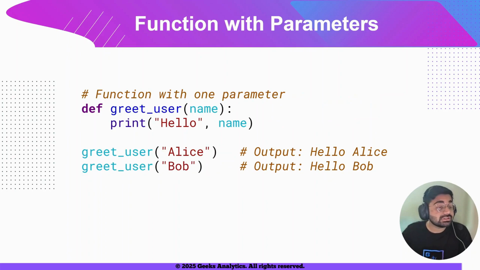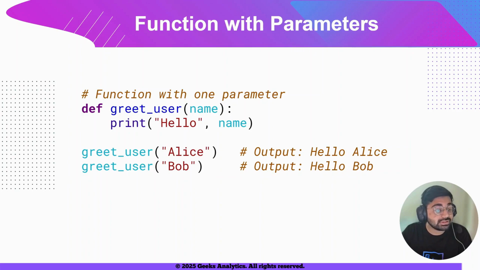Now talking about functions with parameters. Functions also accept some input values that are called parameters. When we call the function, we can also provide arguments that are assigned to these parameters. Now understand the difference between arguments and parameters. Parameters are the values that the function is expecting, and the arguments are the values that you pass for those parameters. So this makes our functions more flexible and dynamic.